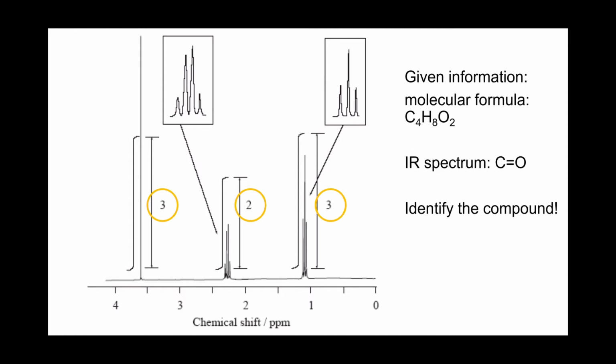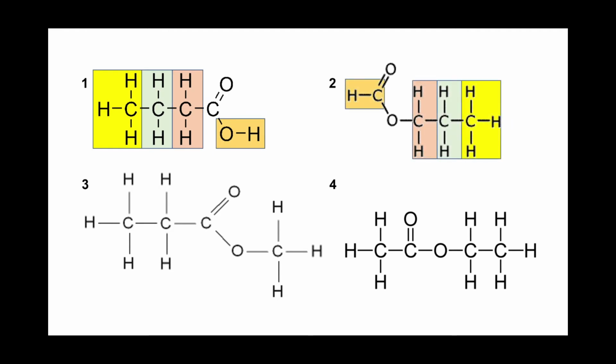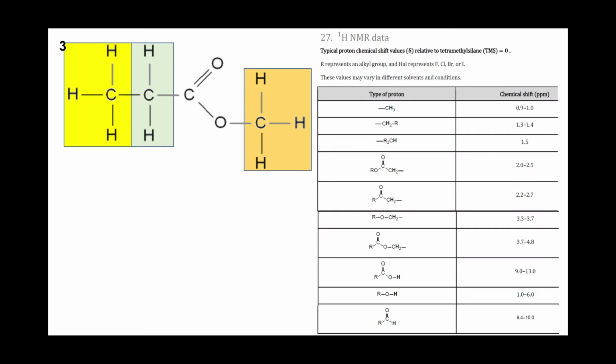Let's now draw all the possible isomers of this molecule. The first isomer would show 4 peaks, as it has 4 different hydrogen environments. The second isomer would also show 4 peaks. The third and the fourth isomers would show 3 peaks. So let's eliminate isomers 1 and 2. Let's take a look at isomer 3 first.